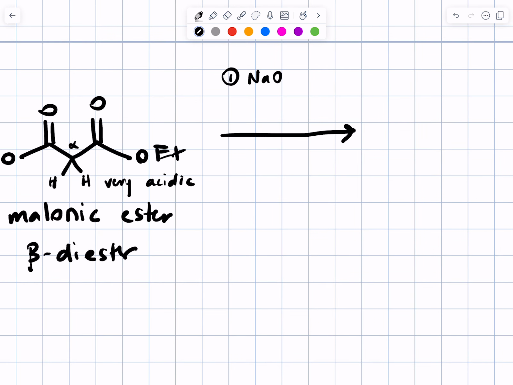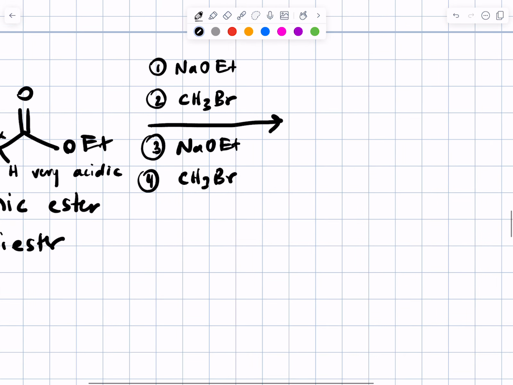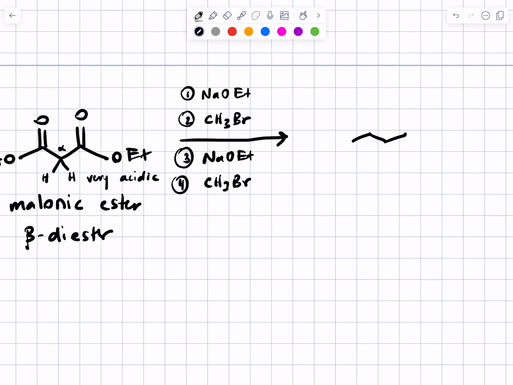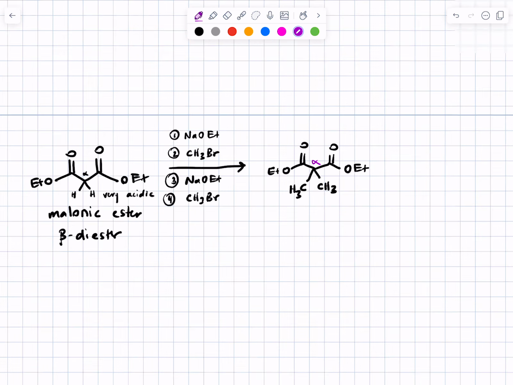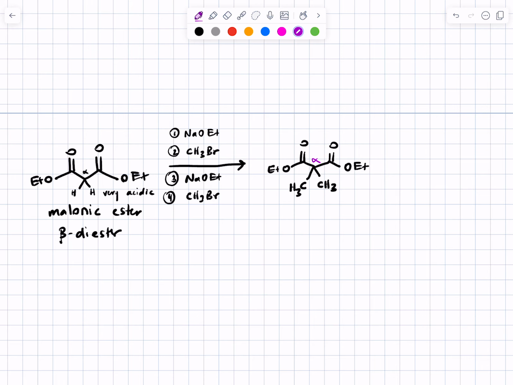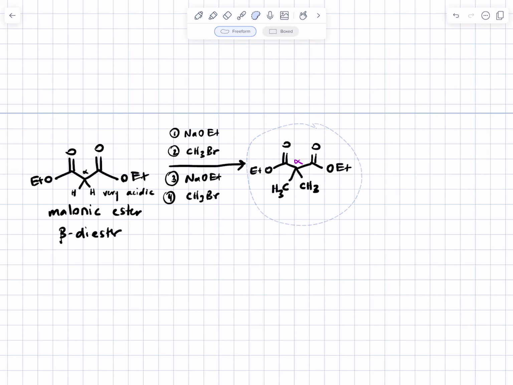We're going to use sodium ethoxide to deprotonate. We're going to use methyl bromide to alkylate. Then we're going to do it again, deprotonate and realkylate. And if you're following along, then that should give us the following product. We haven't messed with the esters on either side, but we did install 2 new methyl groups on the alpha carbon. Okay? So this is our alpha-alpha dialkylated diester intermediate.